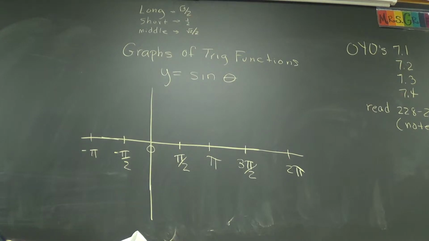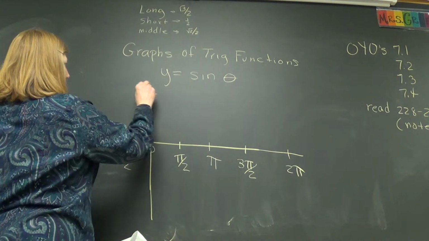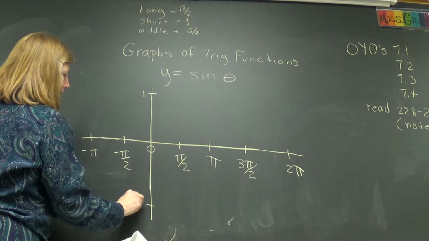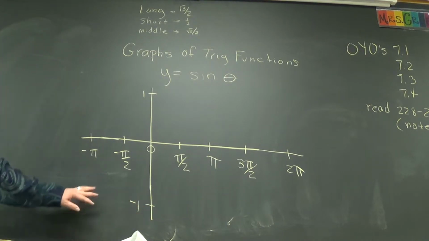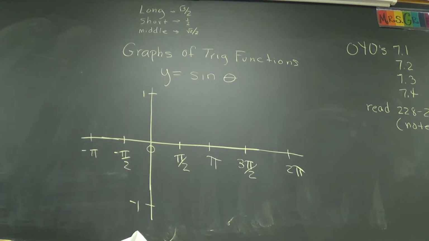The way to get the sine curve to work for you is to remember what its highest and lowest values are. The highest value of the sine curve is 1, and the lowest is -1. So those are the values on the y-axis that I want you to indicate. 1 and -1.